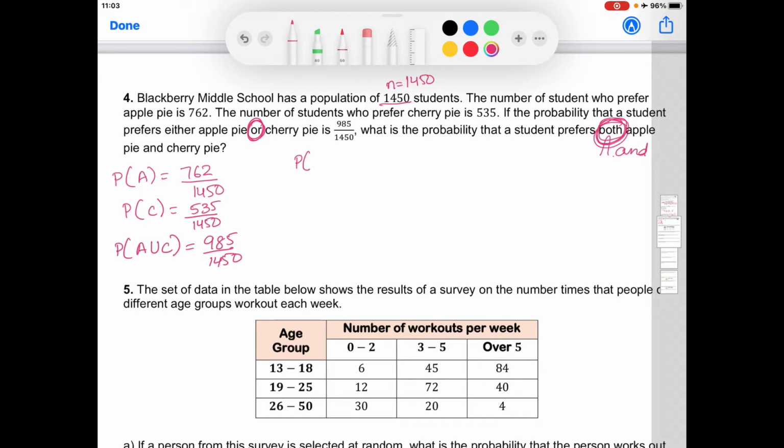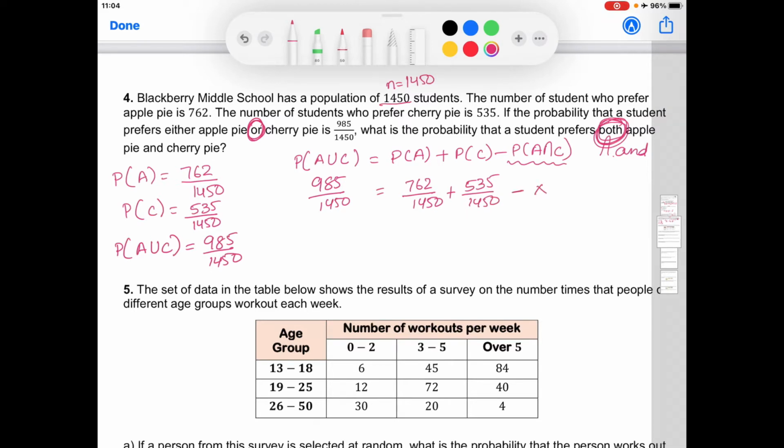So we know this is going to be an addition rule because we're given OR. So the probability of A or C is the probability of A plus the probability of C minus the probability of A and C. I'm looking for this part; I already know the remaining. So this is 985 over 1450 equals 762 over 1450 plus 535 over 1450 minus, I can call this either X or I can just leave it as the probability of A and C.